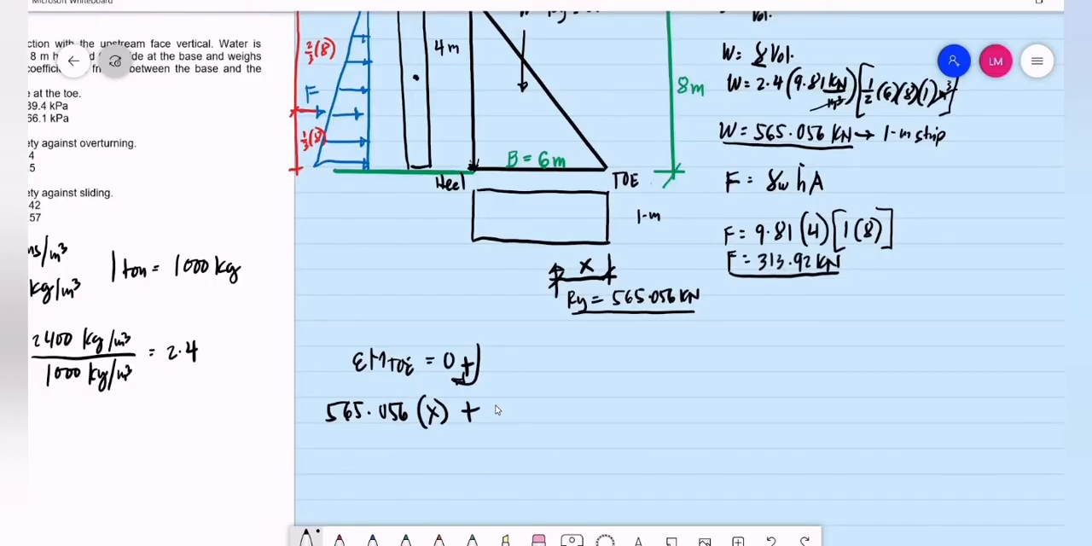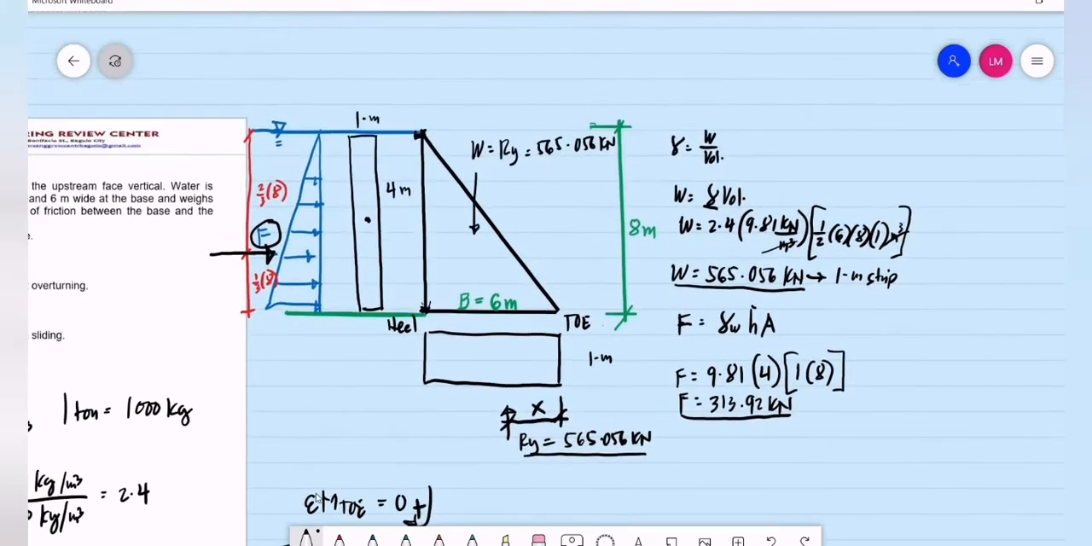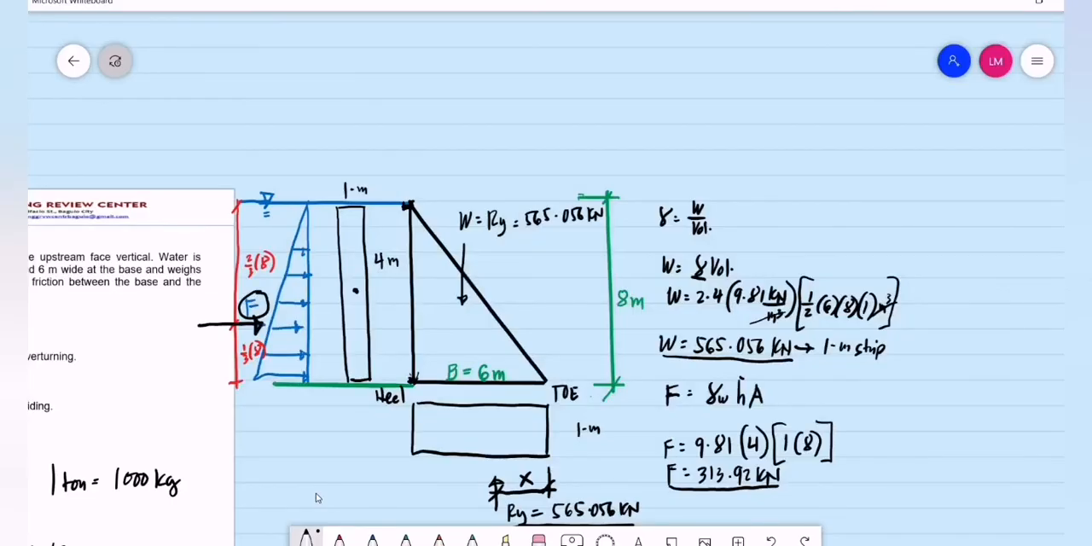565.056, that is at a distance x from the toe. Then plus the hydrostatic force is also clockwise. This force, the value is equal to 313.92. What is its distance? How far above the toe? That is 1/3 of the height of the dam. We have 1/3 of 8 minus the only counterclockwise moment, which is the self-weight of the dam. This one.